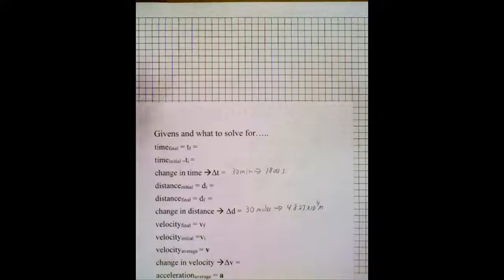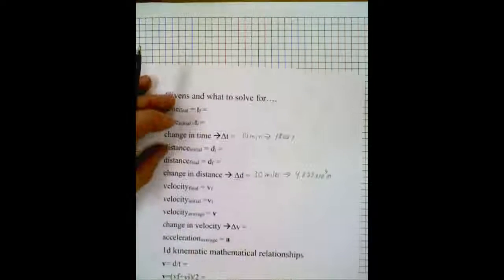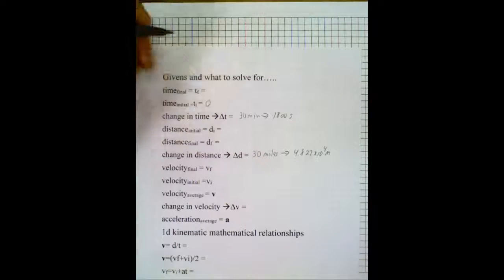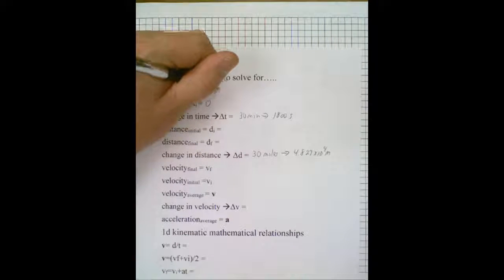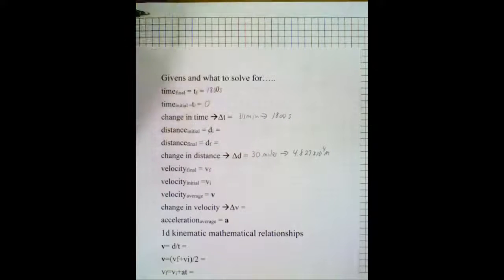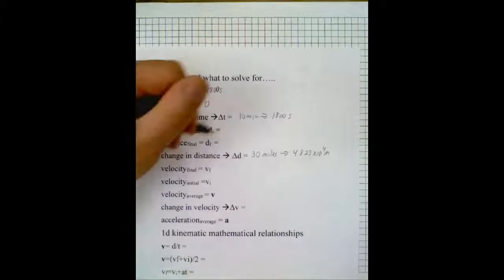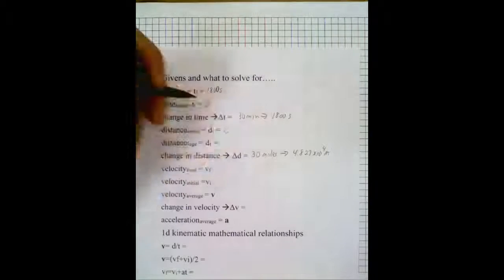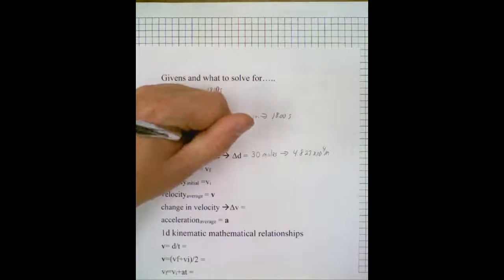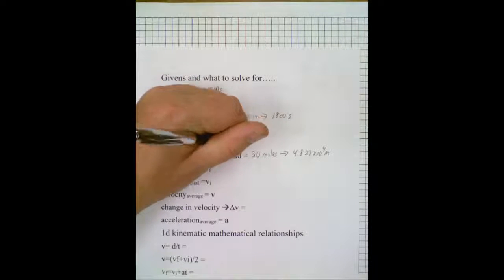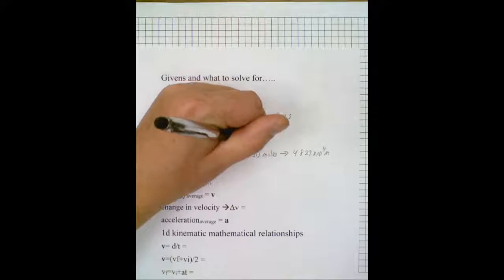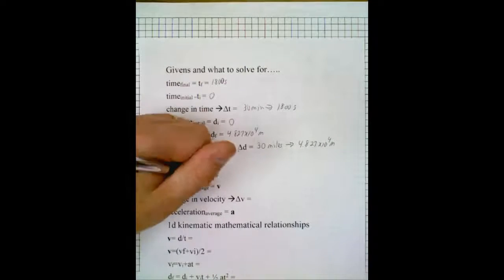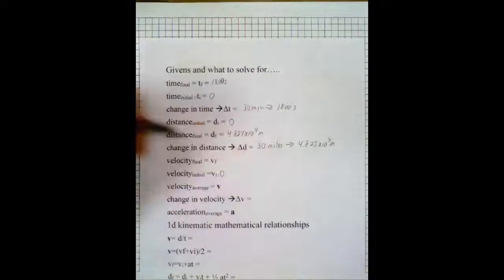We can assume from the frame of reference and information I gave before that if I don't tell you what the starting time is, this is initial. The final time was 1,800 seconds. They didn't tell us what the initial distance is, so we can say 0. We know that change in distance would be then 4.827 times 10 to the 4th meters. We don't tell you what the initial velocity is. We can assume that is 0.